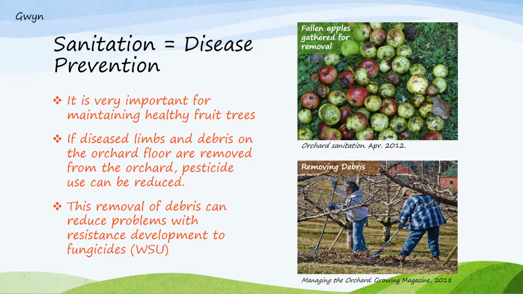Sanitation is another name for disease prevention. It is very important for maintaining healthy fruit trees. If diseased limbs and debris on the orchard floor are removed from the orchard, then pesticide use can also be reduced. This removal of debris can reduce problems with resistance development to fungicides on the part of the pathogen.